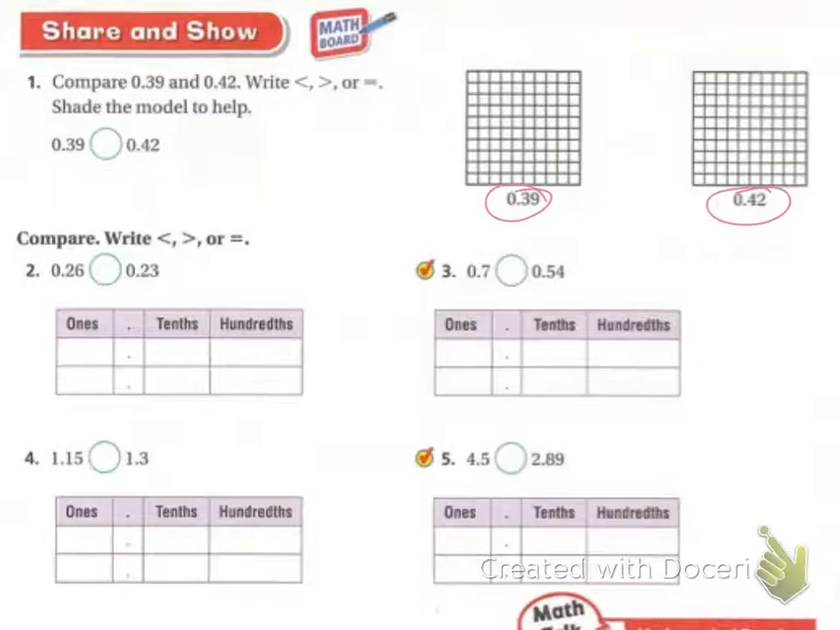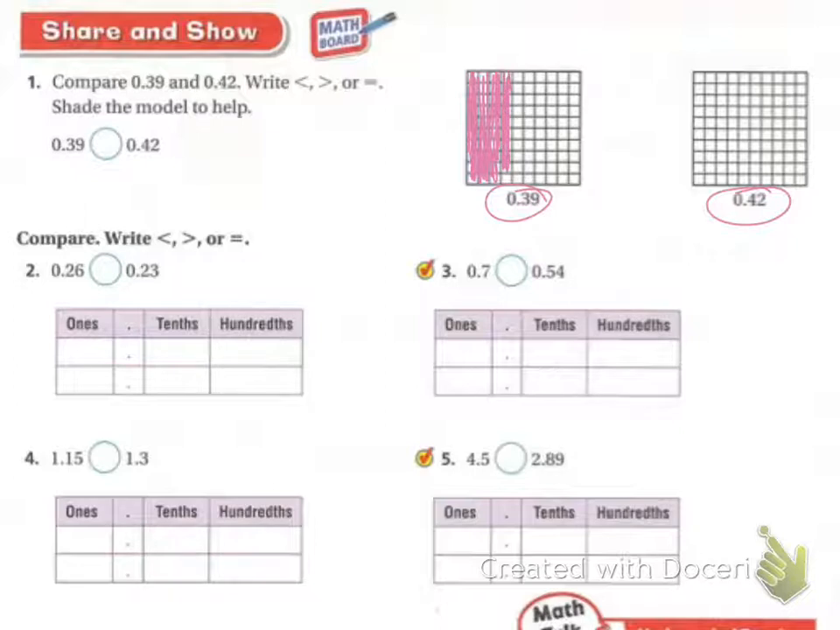So compare 39 hundredths and 42 hundredths. Okay, so let's shade those in. Here's 30, and then I need to do 9 more.